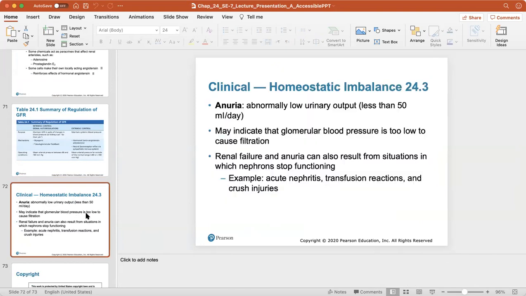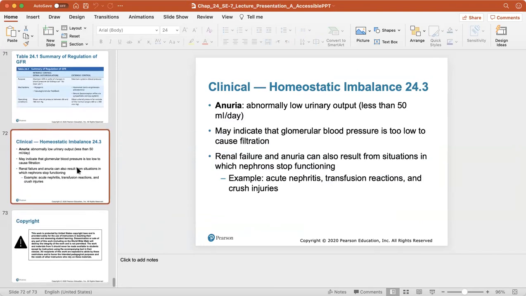Anuria is abnormally low urine output. So this is another one of our clinical imbalances that we talked about. Anything less than 50 milliliters per day may indicate that the glomerular blood pressure is too low to cause filtration. Renal failure and anuria can also result from situations in which your nephrons stop functioning, like acute nephritis, transfusion reaction, and any sort of crush or crash injury.